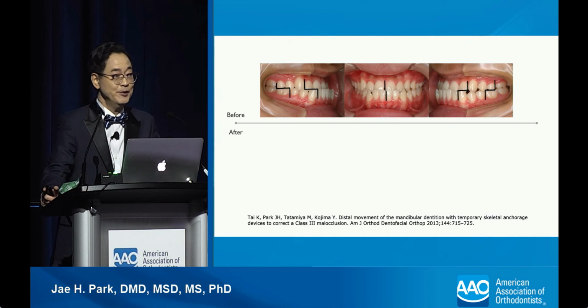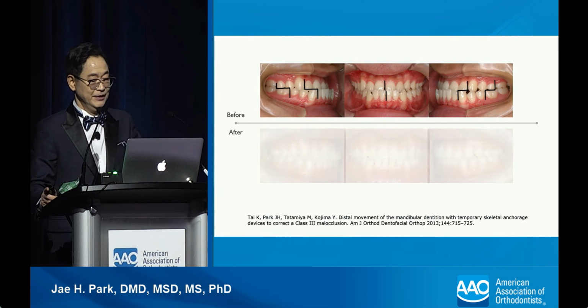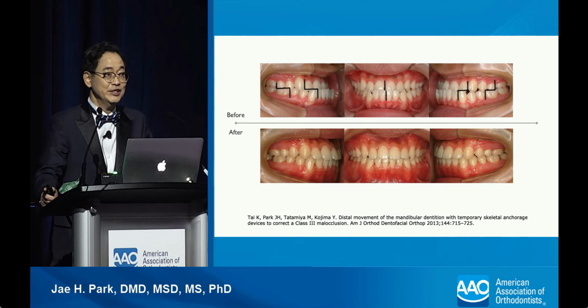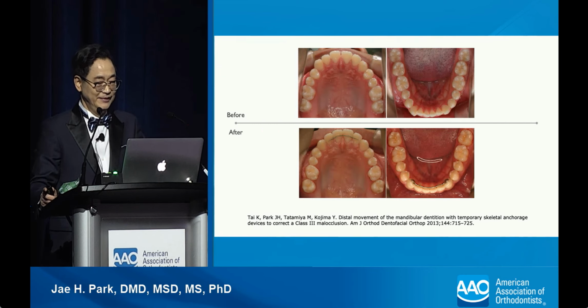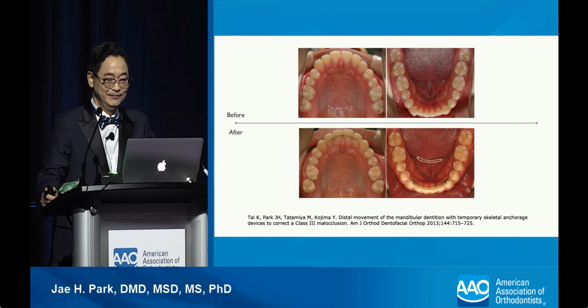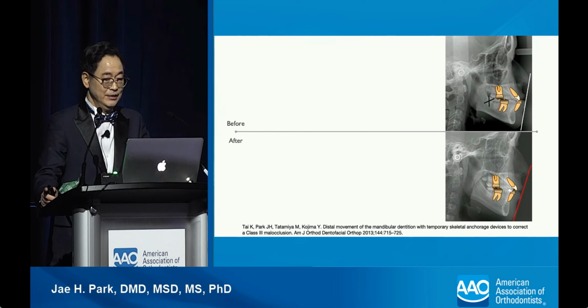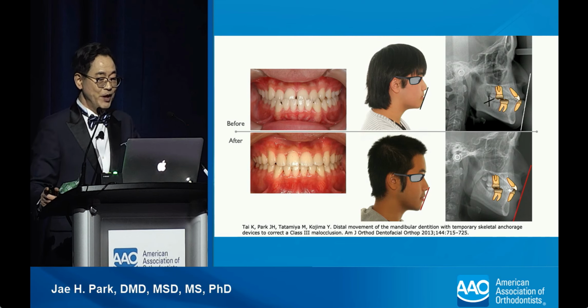Let's review the first class 3 case. This is after total mandibular arch distalization. Occlusal views before and after. His lower 8s were extracted. Class 3 molar occlusion has been corrected. His profile also improved.